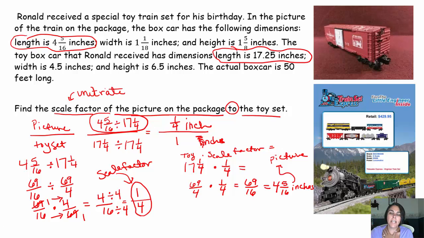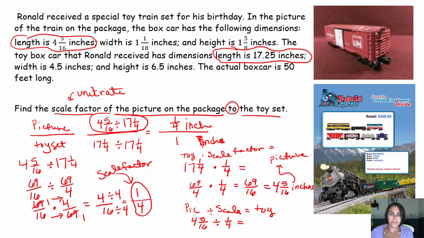Now, if the toy times the scale factor gives me the picture, we could look at that as a division problem. Toy times scale factor gives me picture means if I took my picture divided by my scale factor, I would get the toy. So my picture is 4 5/16. If I divide that by my scale factor of 1/4, I will get the actual toy. And we could work that out if we wanted to, and I guarantee you that will be 17 1/4 that you'd come up with.